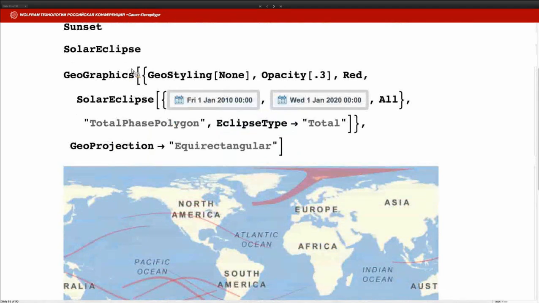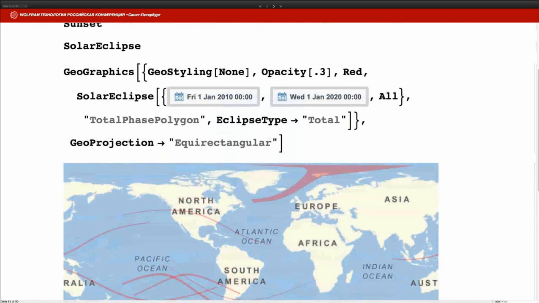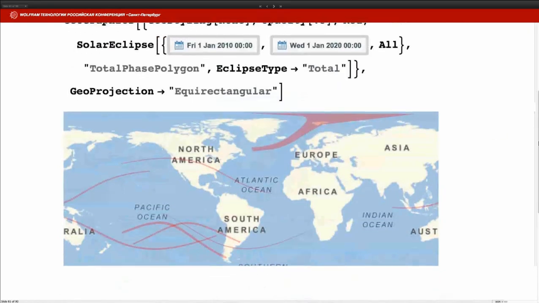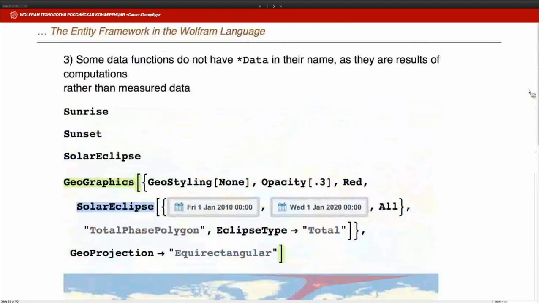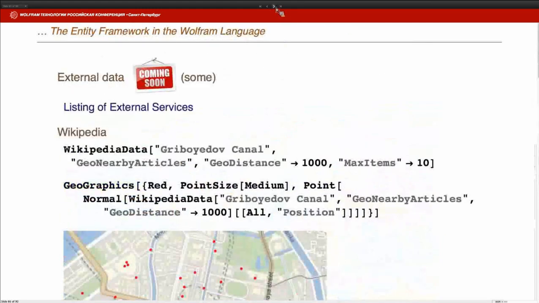Solar eclipses are in some sense a type of data, because obviously they occur, they span a certain time, they span a certain amount of area, so we have them as its own function, solar eclipse, which you can take the polygon and draw it, say, on a map.